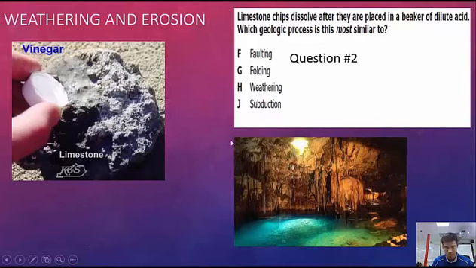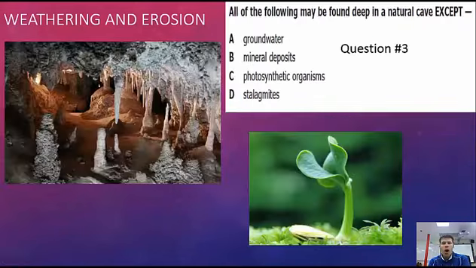And what that leads to is really beautiful caves and caverns and sinkholes. And this is a type of chemical weathering. So the answer here is H, weathering. All of the following may be found in these caves, except groundwater.